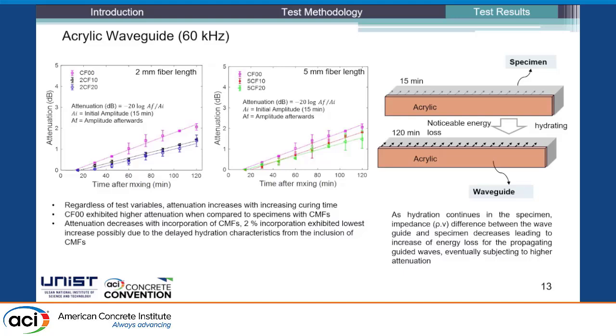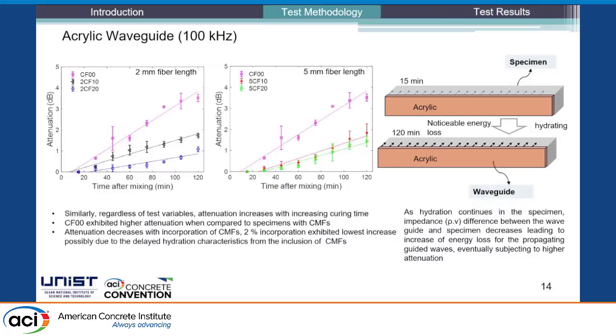And moreover, with the addition of 2 millimeter or 5 millimeter fibers, the amount of attenuation is lesser. This is due to the fact that addition of CMF leads to hydration delay for cement-based materials because of internal curing effect, which is why we see lesser attenuation with the addition of fibers.